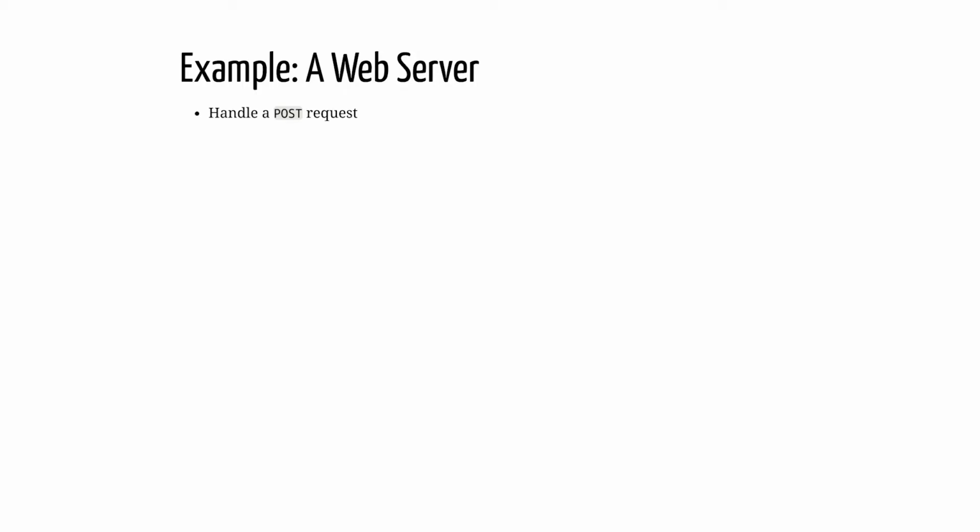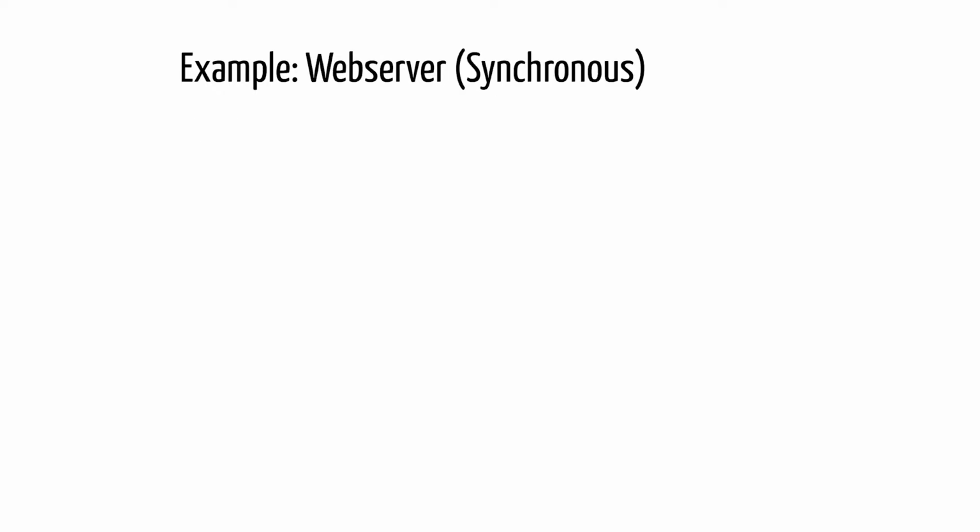And we're going to write a very simple web server. It handles a post request. It saves post data to a database. The database will return some sort of identifier, and we will return that as JSON. So let's write that in synchronous Python.